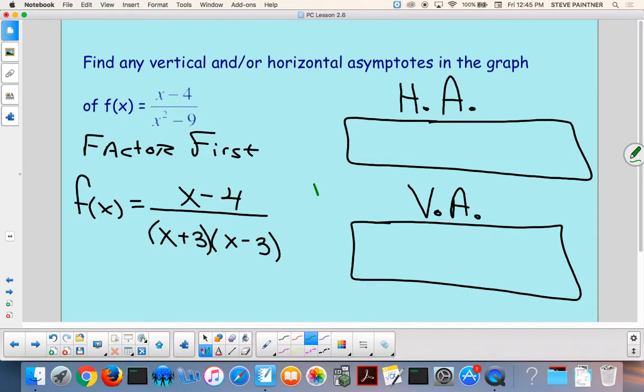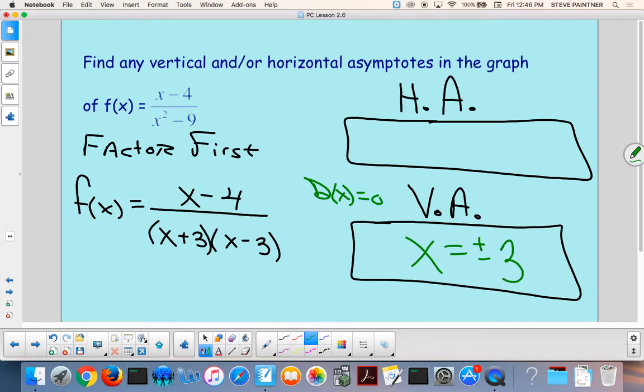If you want vertical, all you have to do is set your denominator equal to what? 0. So here's your denominator. When is this 0? Negative 3. Positive 3. Okay, so x equals plus or minus 3. That's it. There's 2 of them. Boom, boom.